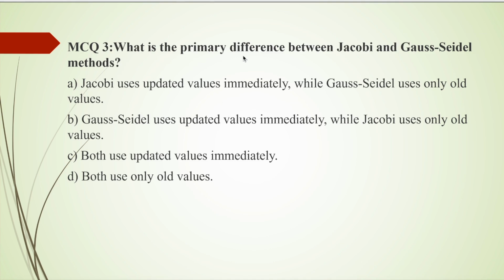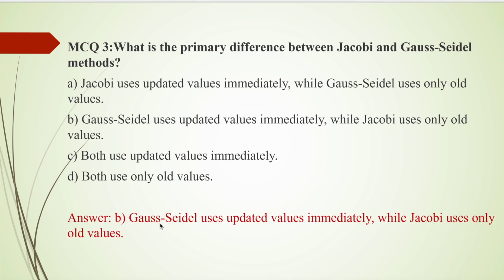MCQ 3. What is the primary difference between the Jacobi and Gauss-Seidel methods? Option A, Jacobi uses updated values immediately, while Gauss-Seidel uses the old values. Option B, Gauss-Seidel updates the values immediately, while Jacobi uses the old values. Option C, both use updated values immediately, and option D, both use only old values. The correct option is option B, Gauss-Seidel uses updated values immediately, while Jacobi uses only the old values.